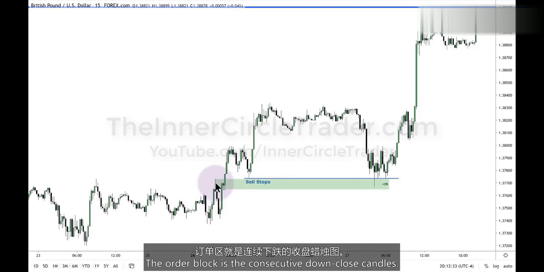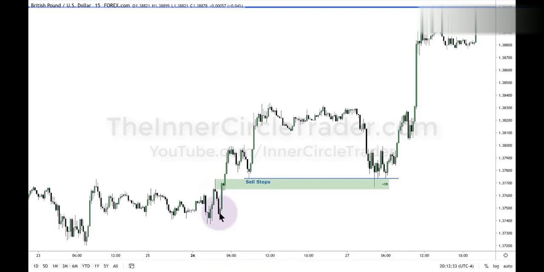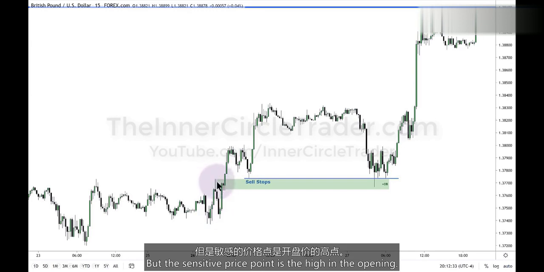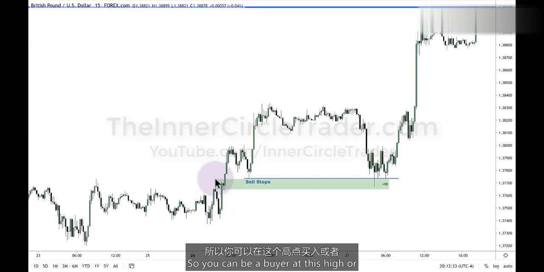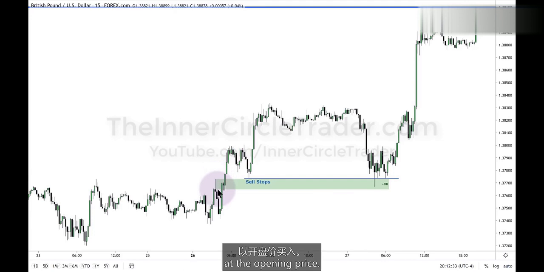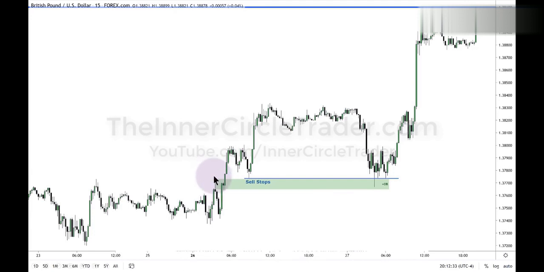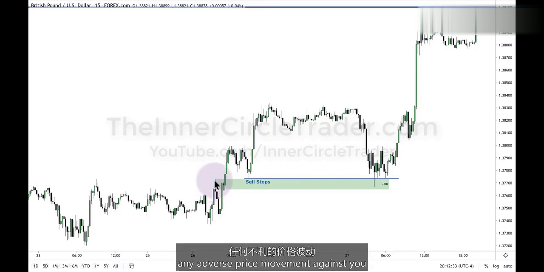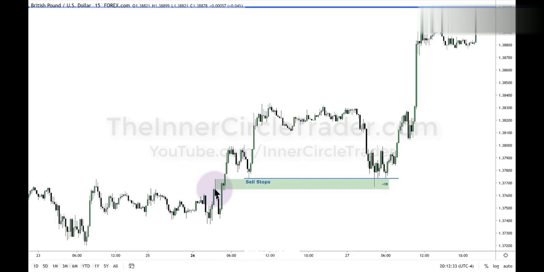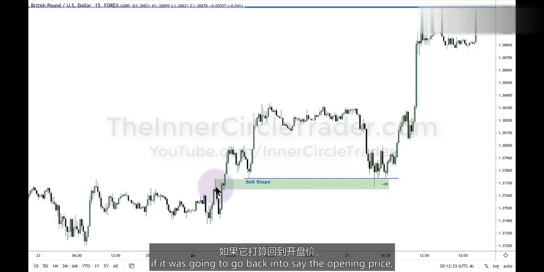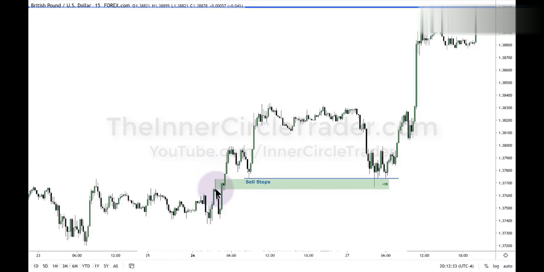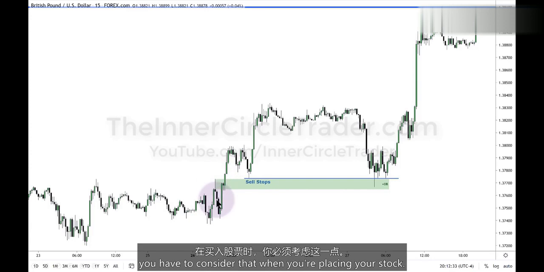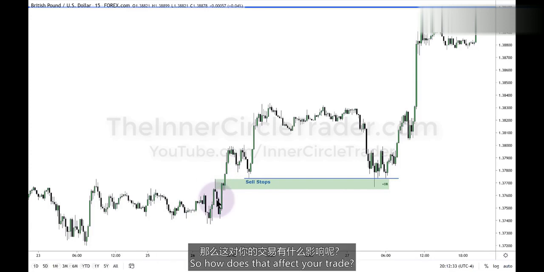The order block is the consecutive down close candles. All three of them make up the order block. But the sensitive price point is the high and the opening. So you can be a buyer at this high or at the opening price. The easiest one is using the high and allowing your stop to absorb any adverse price movement against you that would, if it was going to go back into, say, the opening price, you have to consider that when you're placing your stop. So how does that affect your trade?